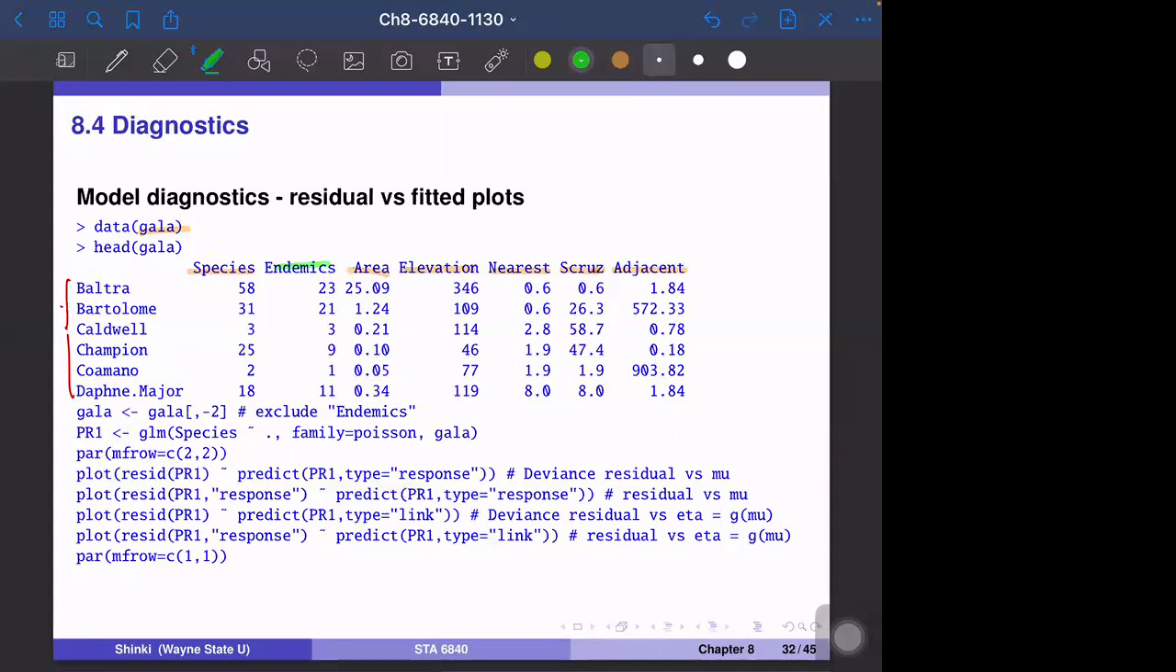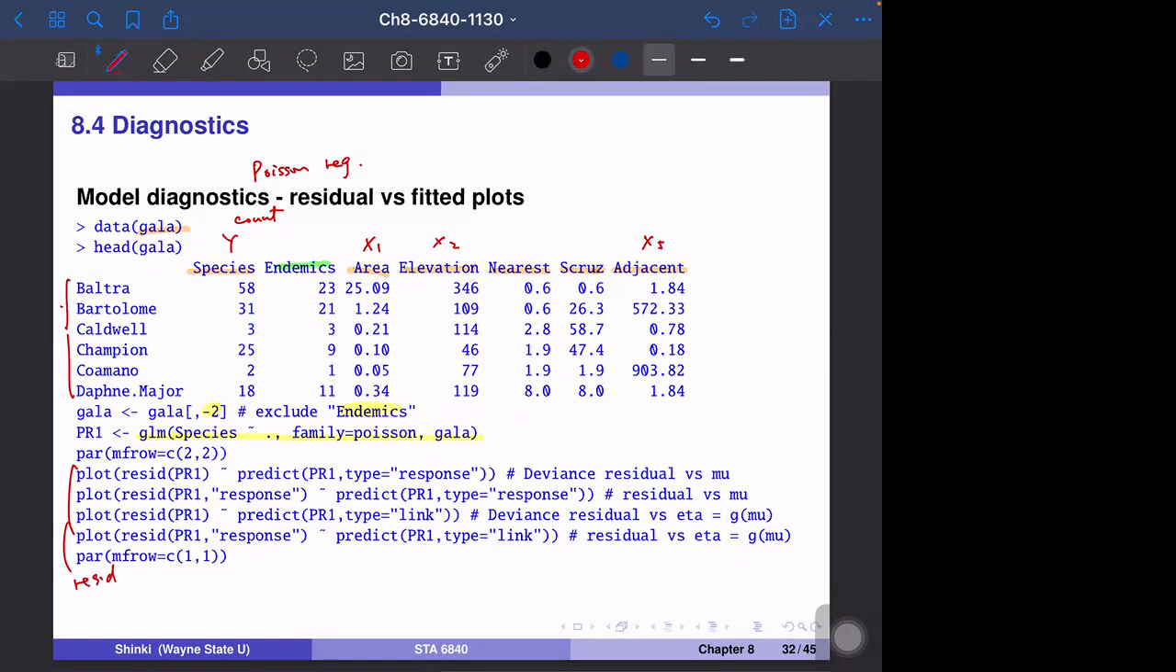This is kind of a subset of the species, so we exclude this variable and we fit the species on the other variables. And the y is count, so we use Poisson regression. We fit the species on the other variables, excluding the endemics, with Poisson regression. Then we can make the residual plots.